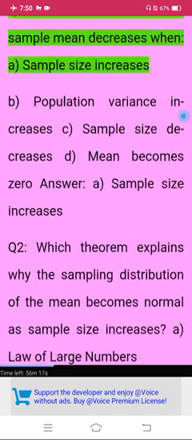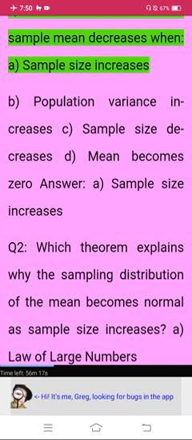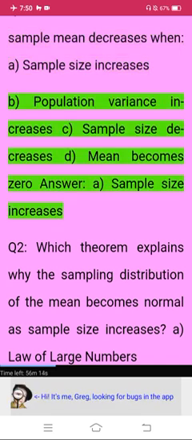Practice MCQs. Q1. The standard error of the sample mean decreases when: A. Sample size increases. B. Population variance increases. C. Sample size decreases. D. Mean becomes 0. Answer: A, sample size increases.